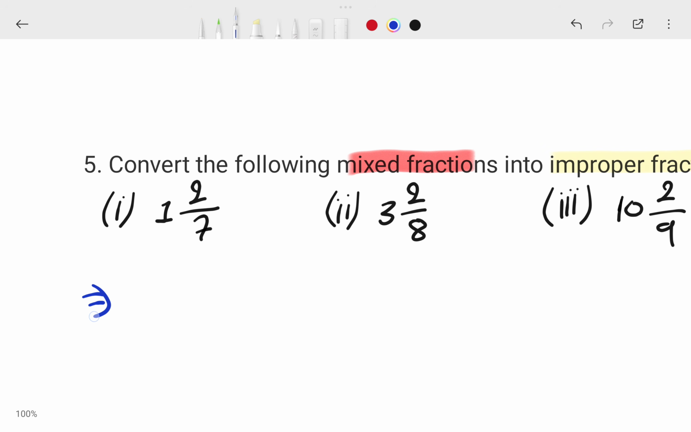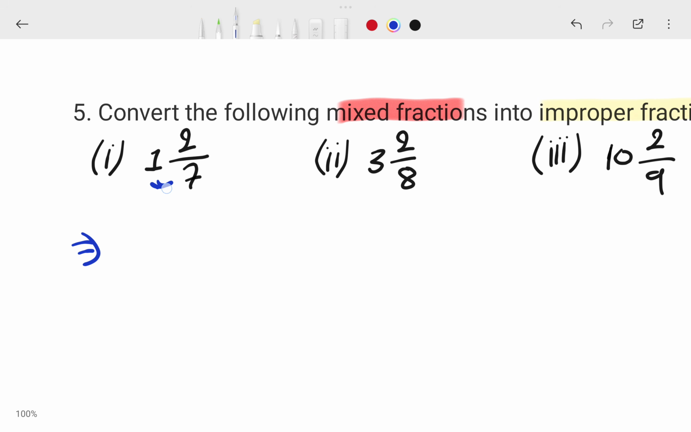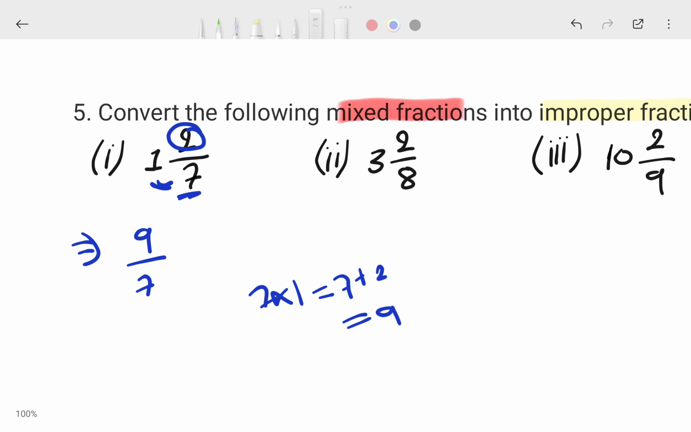So what I told you previously, if you want to convert the mixed fraction, just take this one, 7 into 1, that is 7. Okay, and just add this one. So it is going to be 9. Just write that, and what is down? 7, write the 7. Simple, it's over. What I did here: I multiplied 7 into 1, and I get the answer 7. After multiplying, I added this number, 7 plus 2, it's 9. I wrote 9, and I wrote 7 down. Just simple. This question is over.